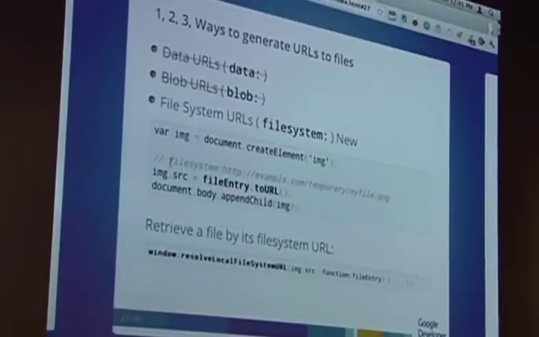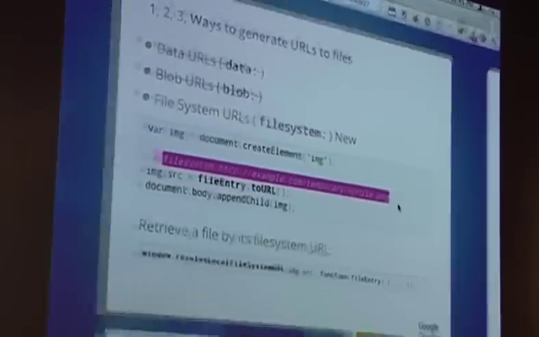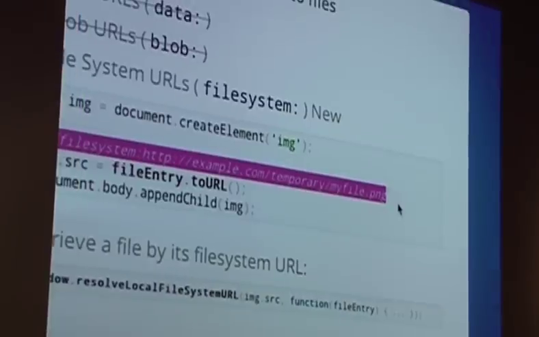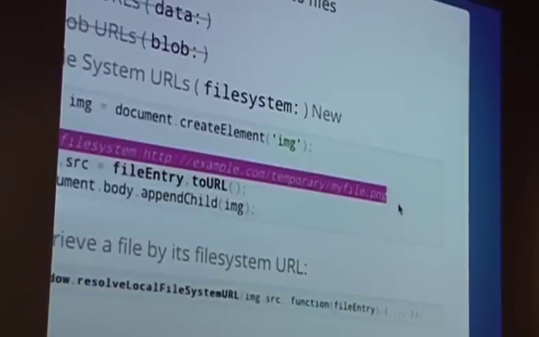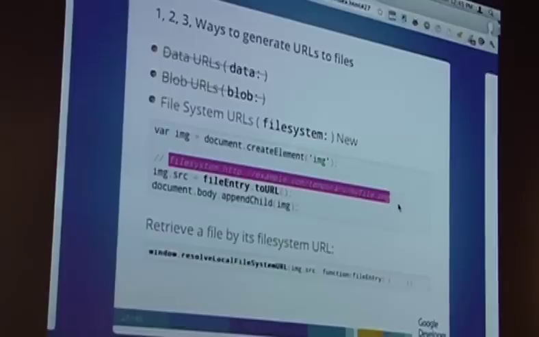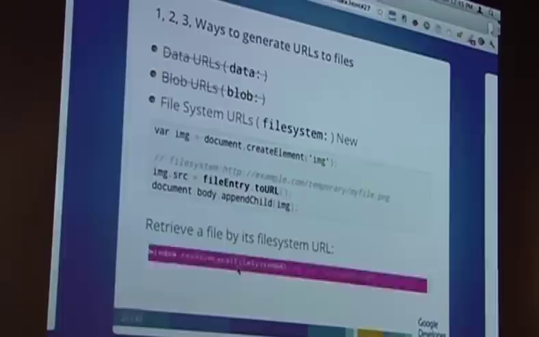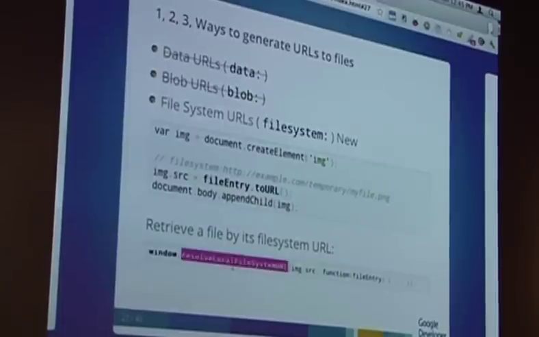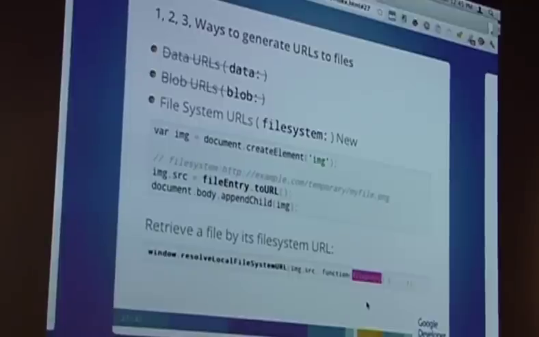Alternatively, if I have something like this file system URL, I might actually want to get that file so that I'm going to start to do some file operations on it. Maybe I'm going to move it. Maybe I'm going to delete it. So we use resolveLocalFileSystemURL to do something like that. So then when we call that, we'll get a callback including the file entry object where we can start to manipulate it in the file system API space.